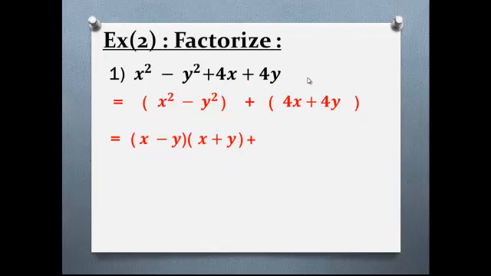The other group, 4 is the common factor, and the expression will be x plus y. The common factor between the two terms is x plus y, and the other factor will be x minus y plus 4. Number 2. y power 3 plus y power 2 plus y plus 1.